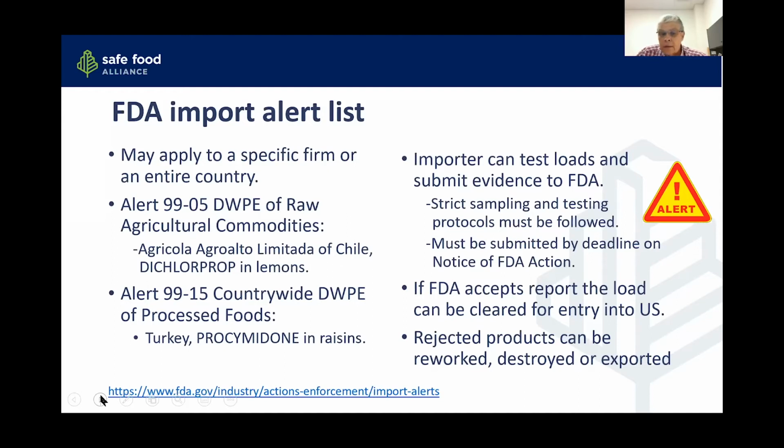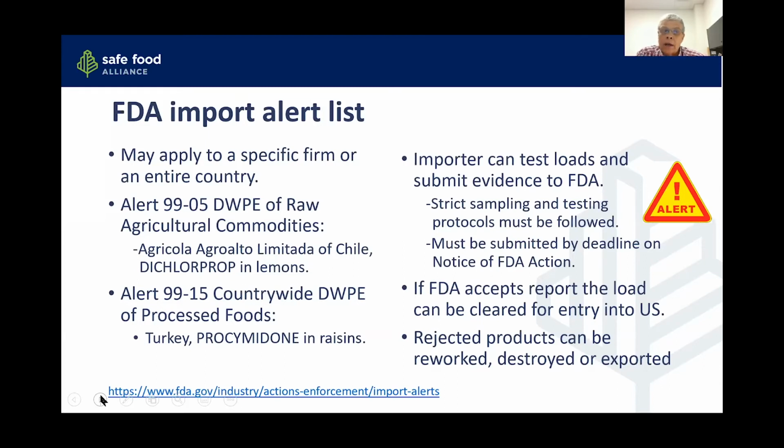States. So, for example, if we have this detention of Turkish raisins, plenty of Turkish raisins do get imported into the United States, and they don't necessarily have persimmon on them. So if you go through the process of testing them, showing that they are free of this pesticide, then they will be released from that hold. However, if there is an issue found, those rejected products have to either be reworked, destroyed, or exported.